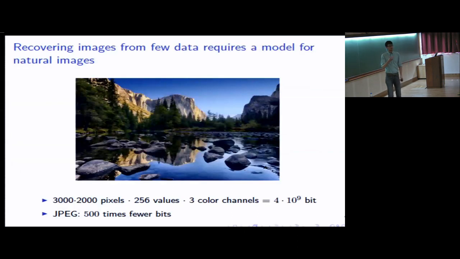If you're recovering images from little data, then it requires that you have a model for images. This is just a fundamental mathematical fact: if I have, say, a 3000 by 2000 pixel image with 256 values of color and 3 channels, I have a lot of bits. But if I do some sort of compression or intelligent representation, then I can get away, for example, with 500 times fewer bits in this example. And so this all comes down to what is the way of modeling natural images.